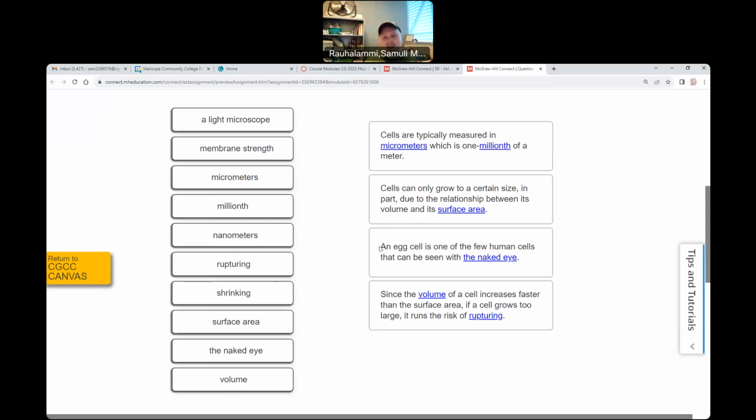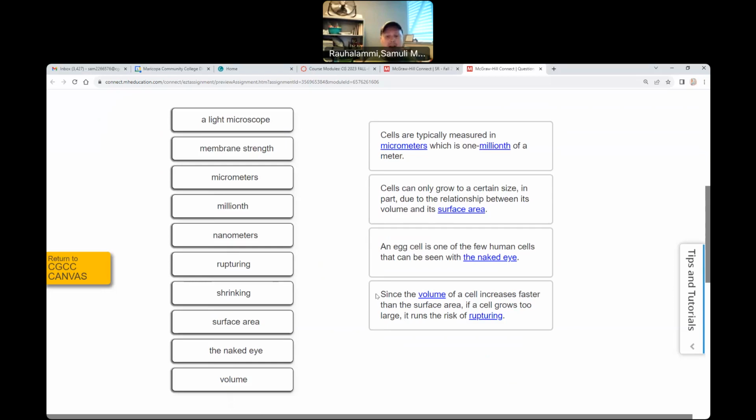Here we have a statement that says an egg cell is one of the few human cells that can be seen with the naked eye. So even though most cells are so small that you need a microscope or other magnifying tools to see them, there are few that we can see with the naked eye, and an egg cell is definitely one example of that.